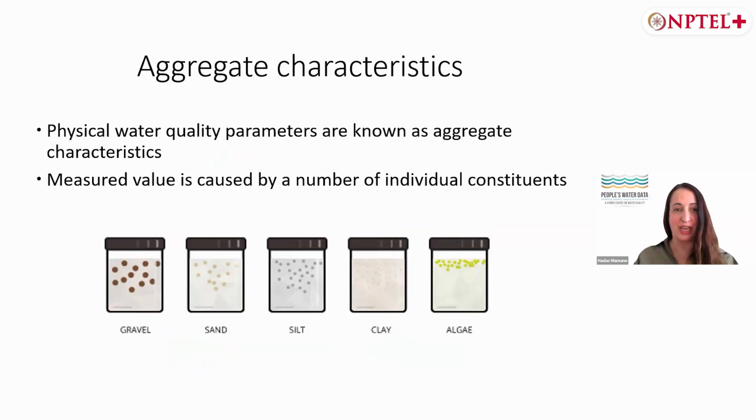So what is an aggregate characteristic? An aggregate characteristic will provide us one number per water type and will not provide us the individual constituents or the individual particles in the water. It will provide us a measured value that will indicate the quality of the water. We have actually two types of aggregate parameters that provide us information on the water.